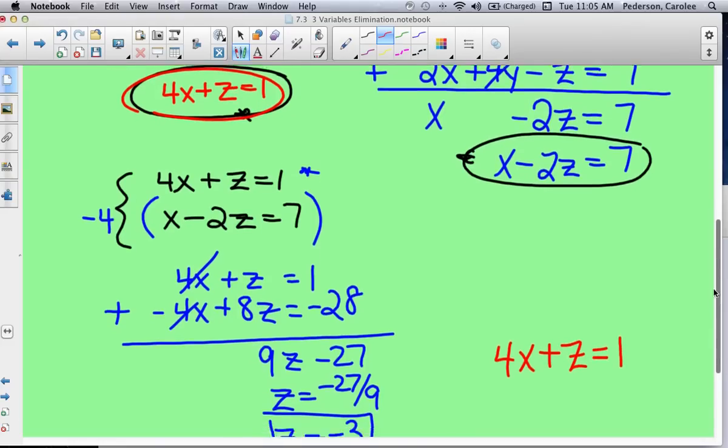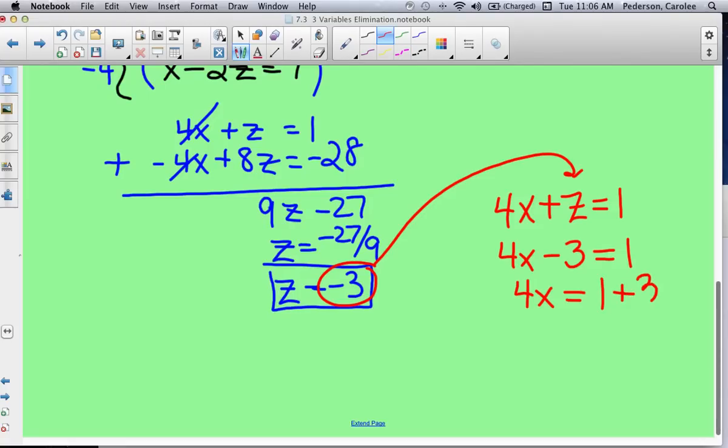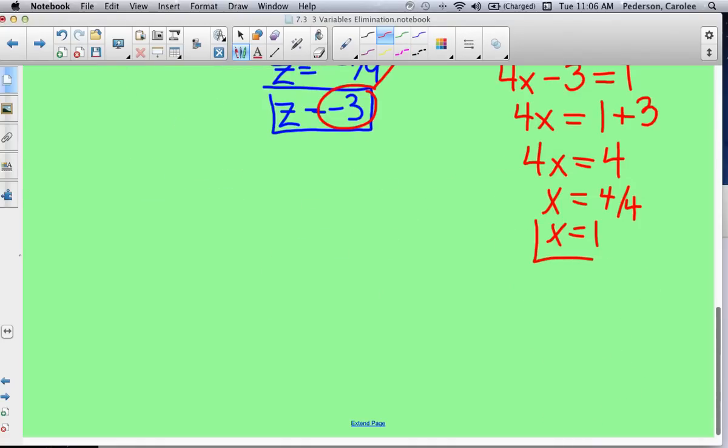And now we're going to substitute negative 3 in for z. So we get 4x, add 3 to both sides. 4x equals 1 plus 3, which is 4. And then divide both sides by 4. So 4 divided by 4, x equals 1. We now have our second variable solved. We have one more to go.